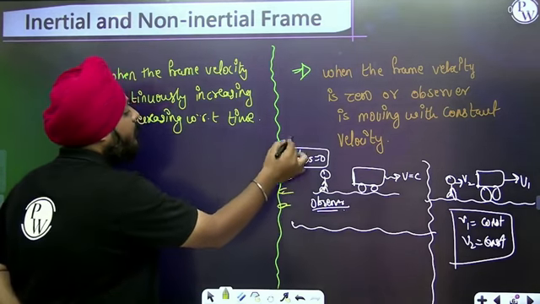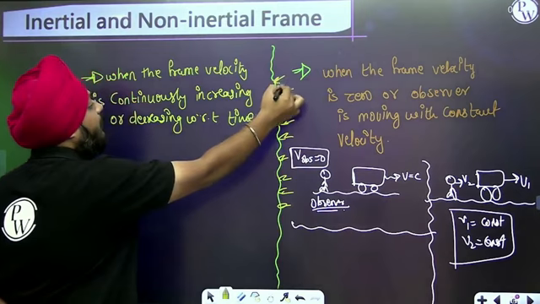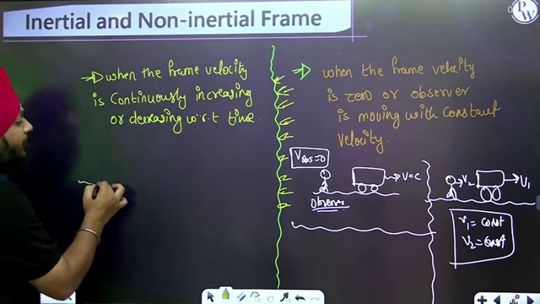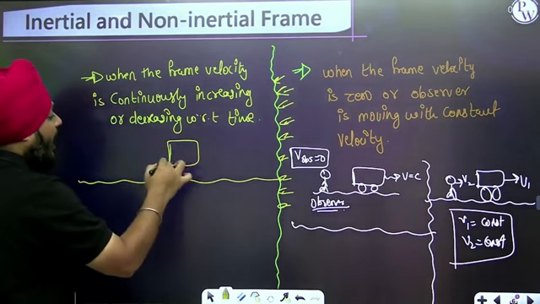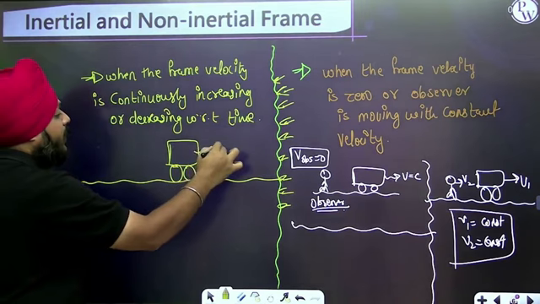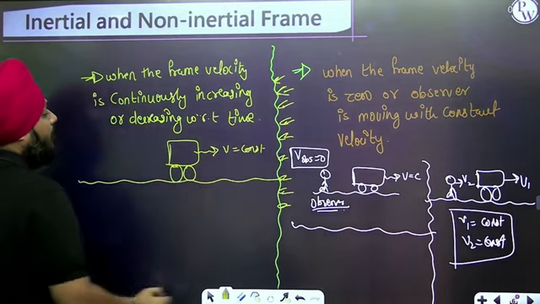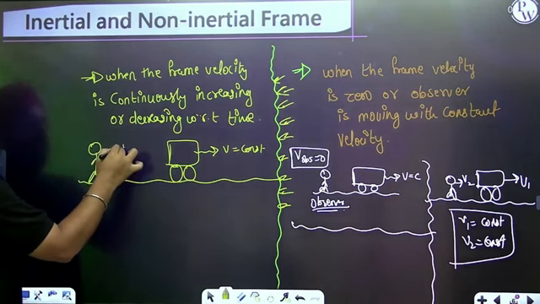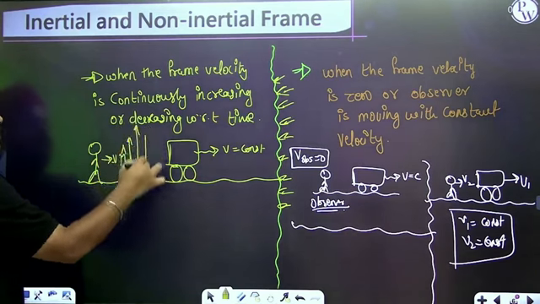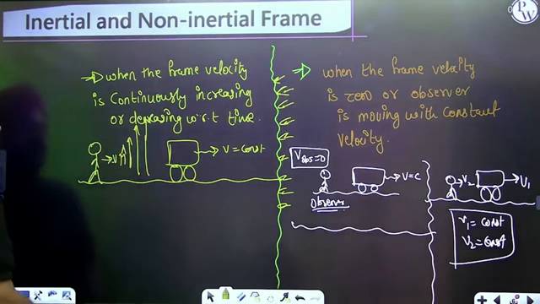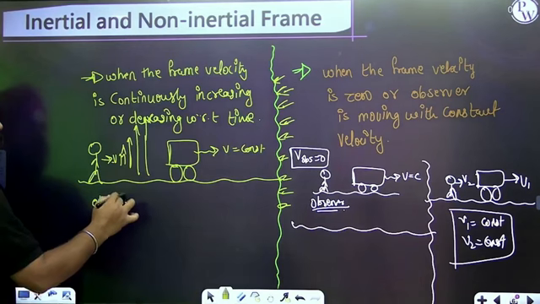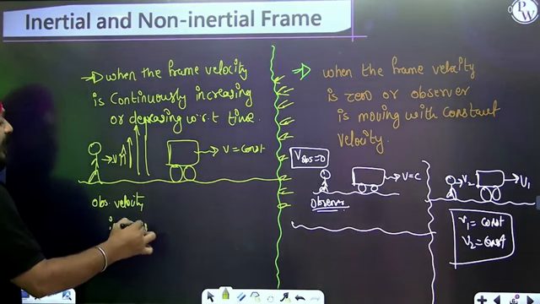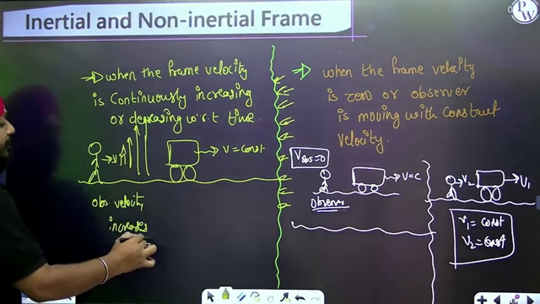Let's analyze this stuff of the non-inertial frame. The cart is moving with constant velocity, but the observer who is on the ground, his velocity is continuously increasing with respect to time. Observer velocity increases with respect to time.